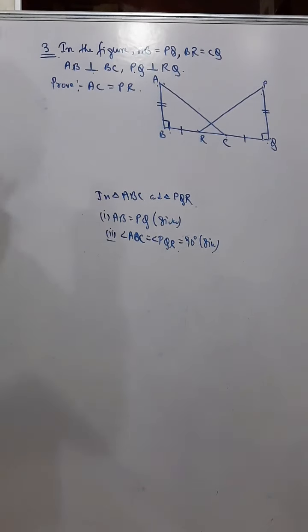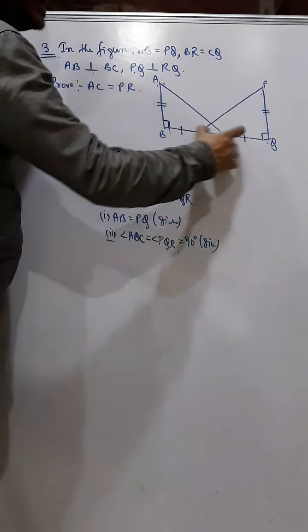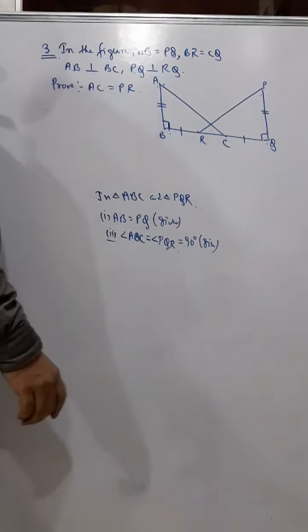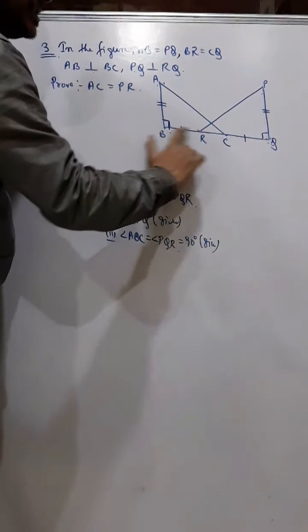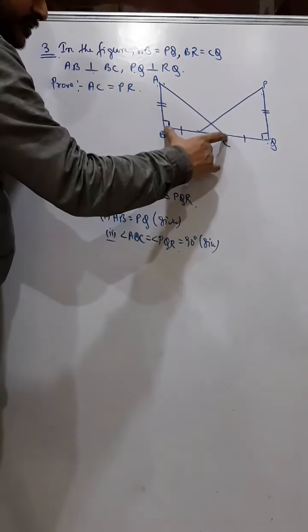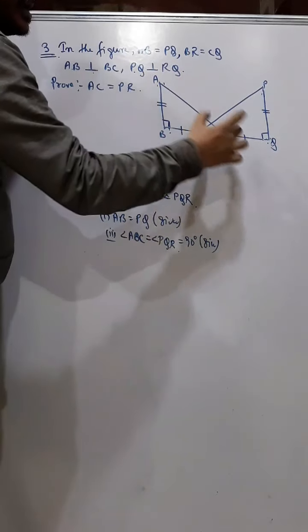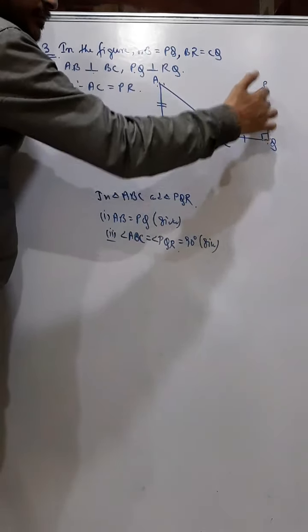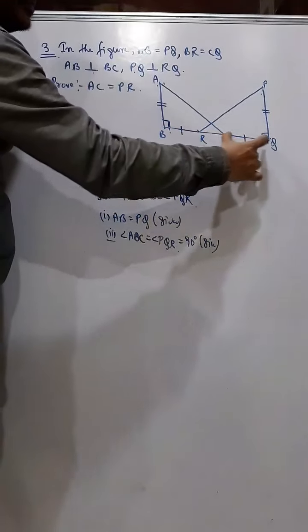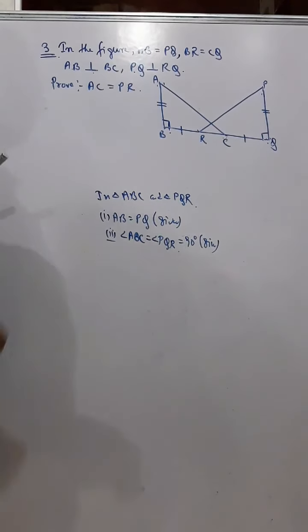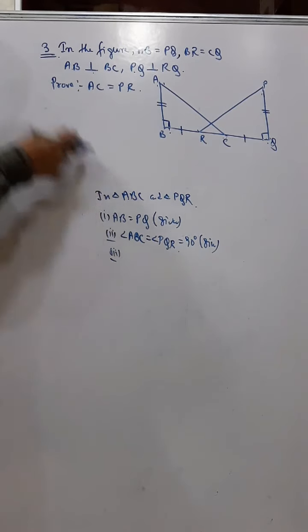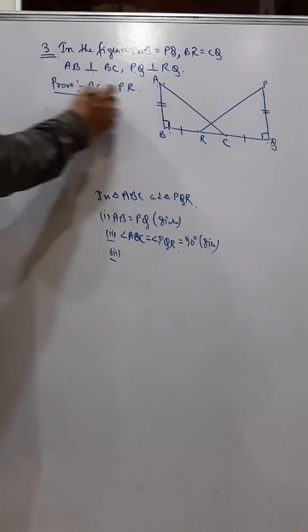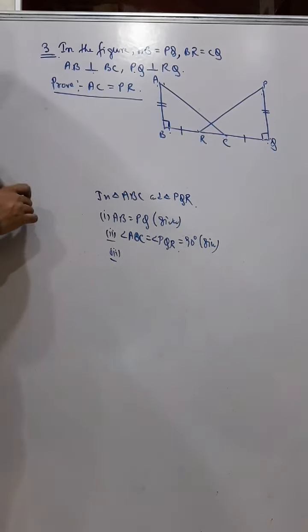Now we need one more point, and that is our problem. Because they told only BR equals CQ, they didn't tell us that BC equals RQ. BC is the full side of this triangle and RQ is the full side of this triangle, but we know only BR equals CQ. So that's the problem. We have to set that third point, and therefore I have left space here. First we will set that and then we'll start.